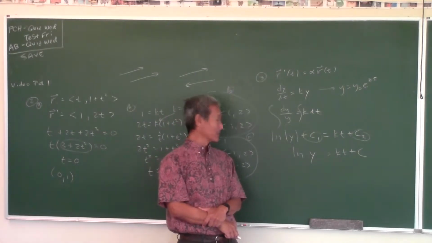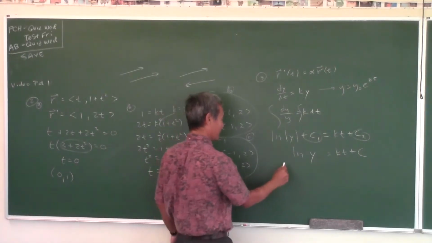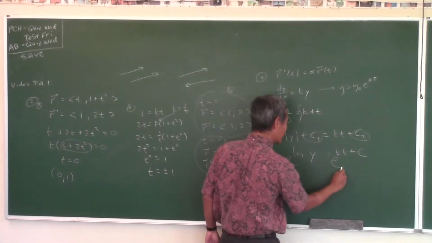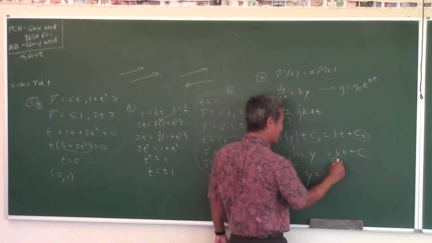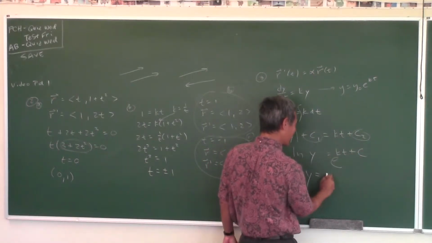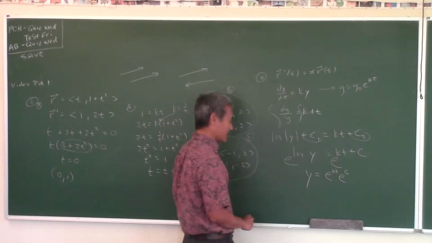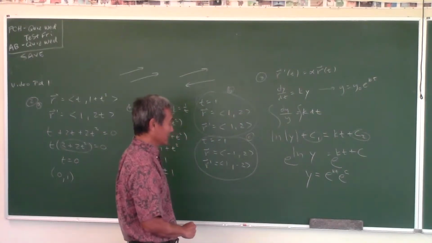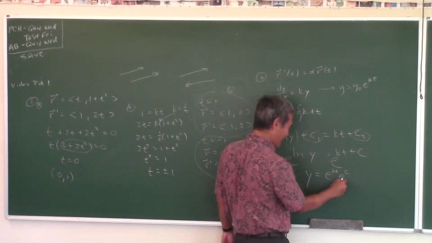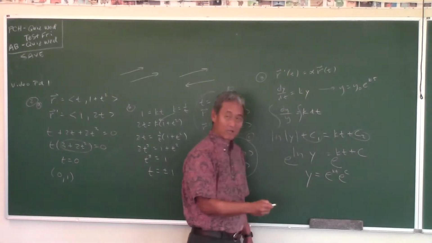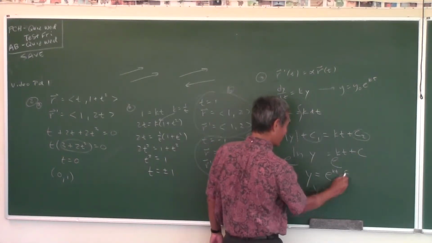Y is always positive. Now, how do I get rid of the natural log? You e both sides. E to the natural log of y is y. And then, isn't e to the kt plus c the same thing as e to the kt times e to the c, because you add the exponents? And if c is a constant, then isn't e to the c power also a constant? What do we call this constant?